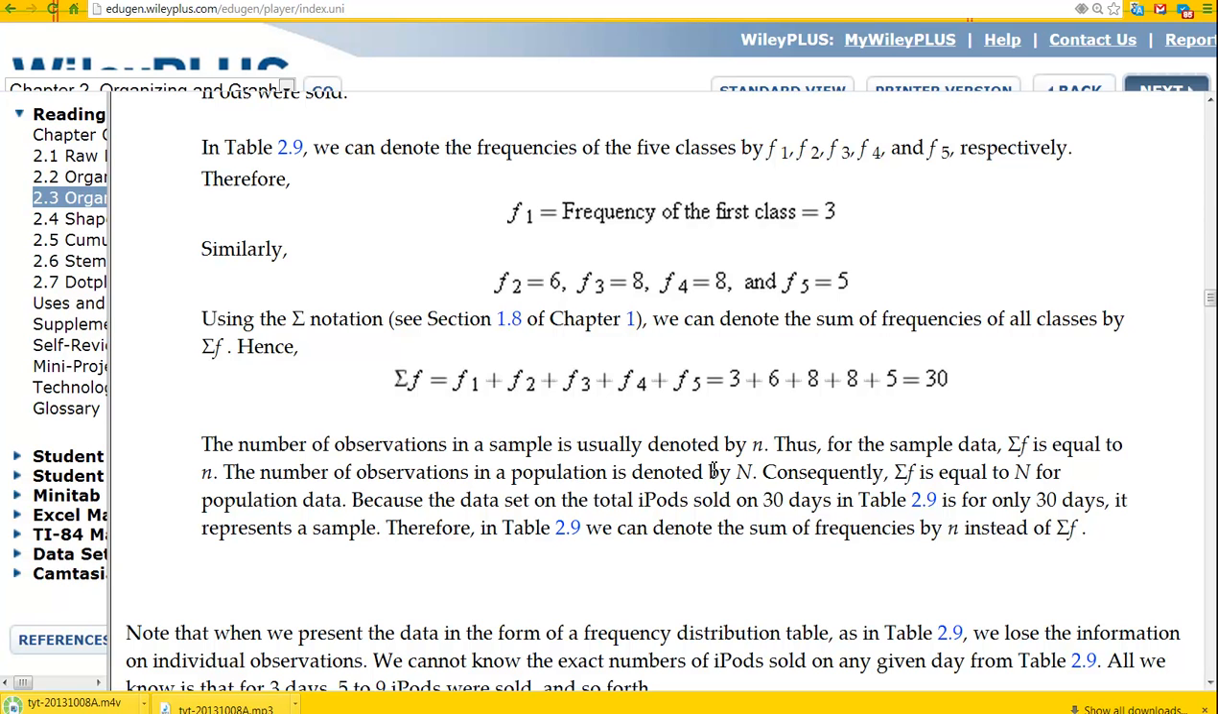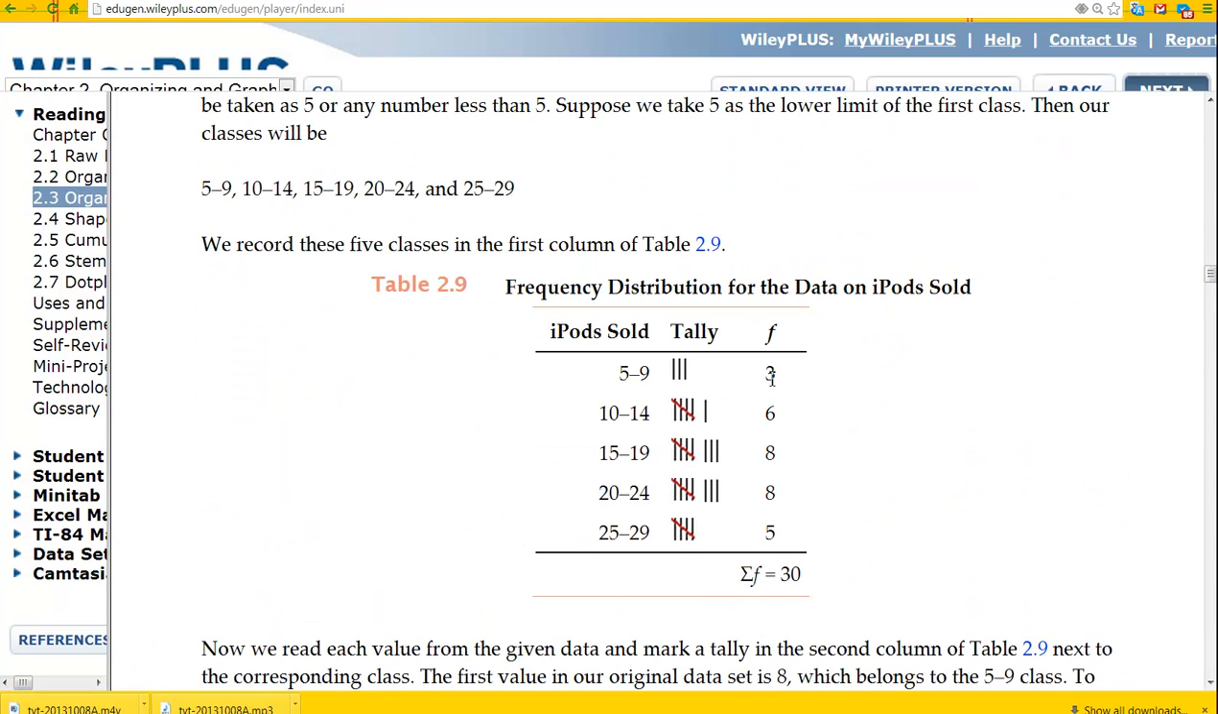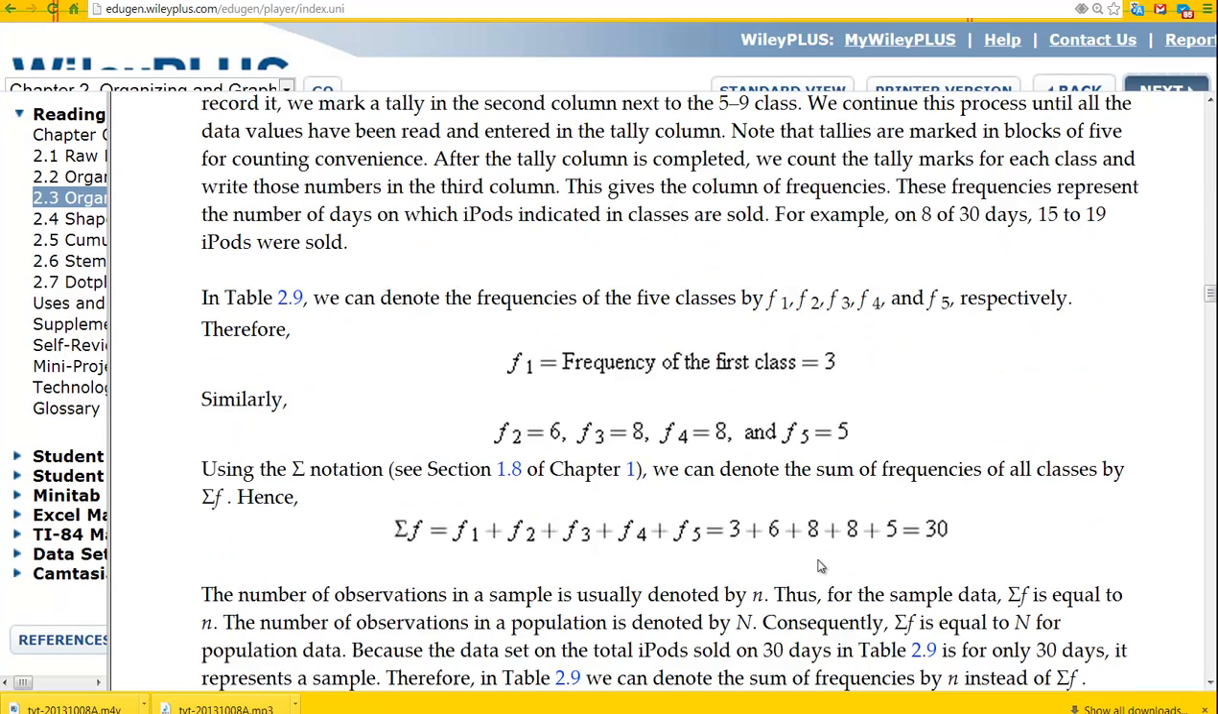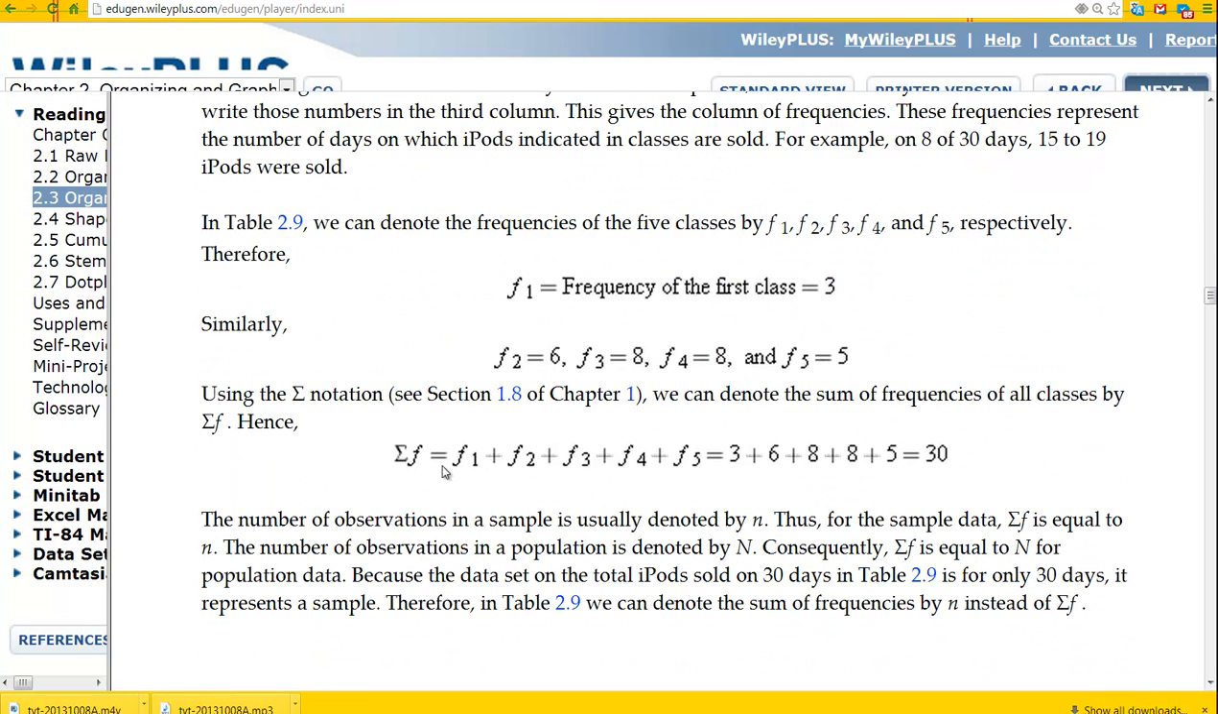Okay, let's continue with section 2.3, but before we do that, just remember, I wanted to review this one more time. It probably will come up again, so it's good that we make sure we understand it. So these are the frequencies for each of the classes, right? So it's this one, and this one, and this one, and this one. And when we sum them up, we have to get the total amount of data. So when we sum them up, we should get the total number of pieces of data.